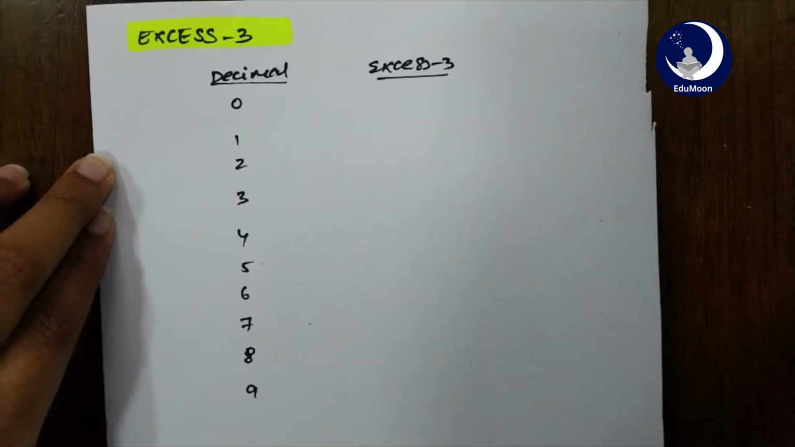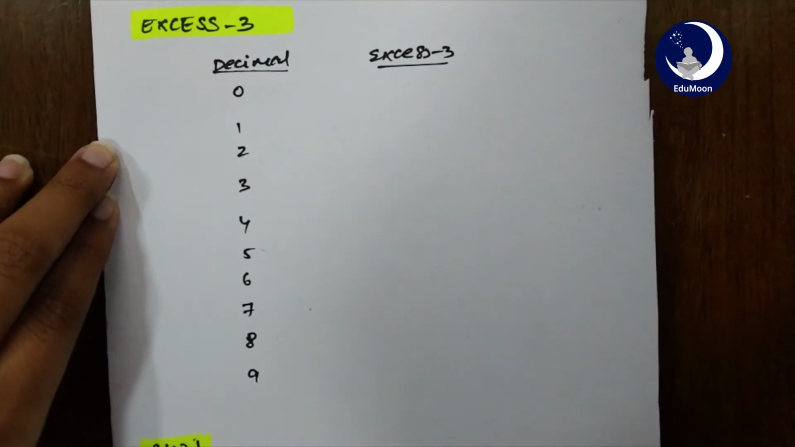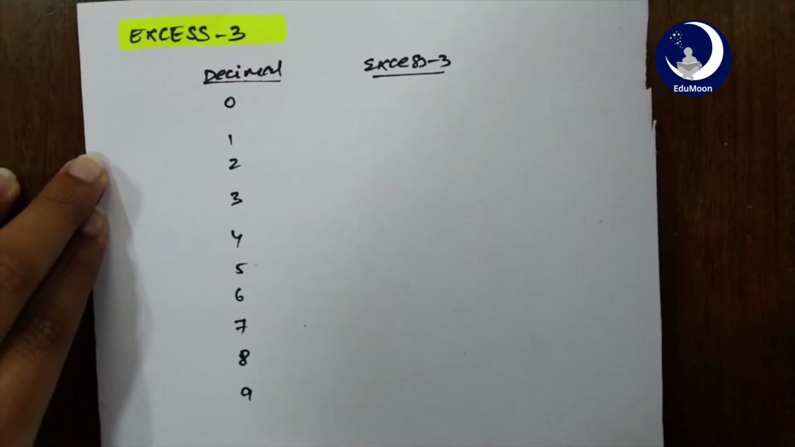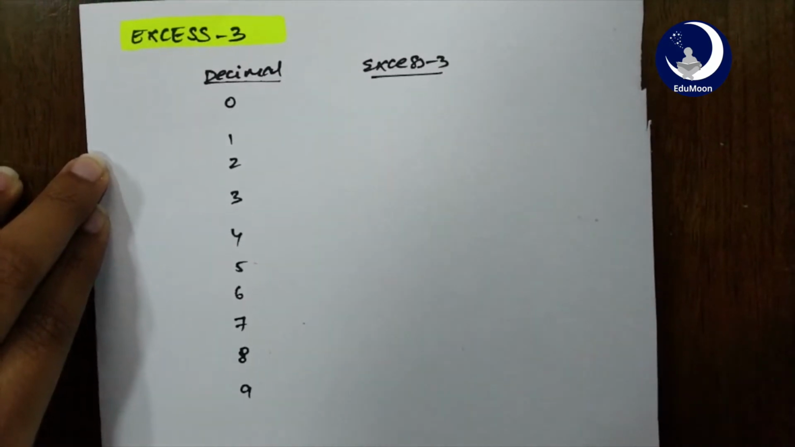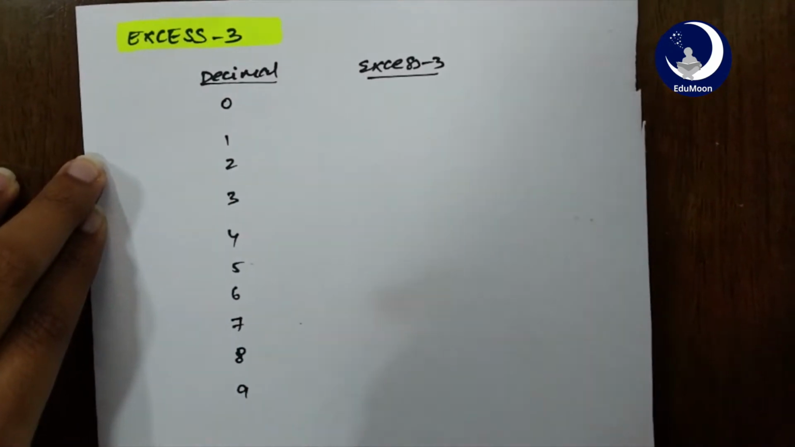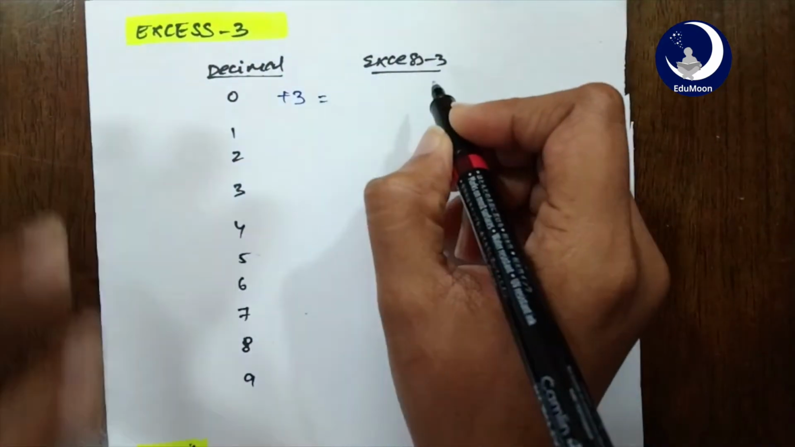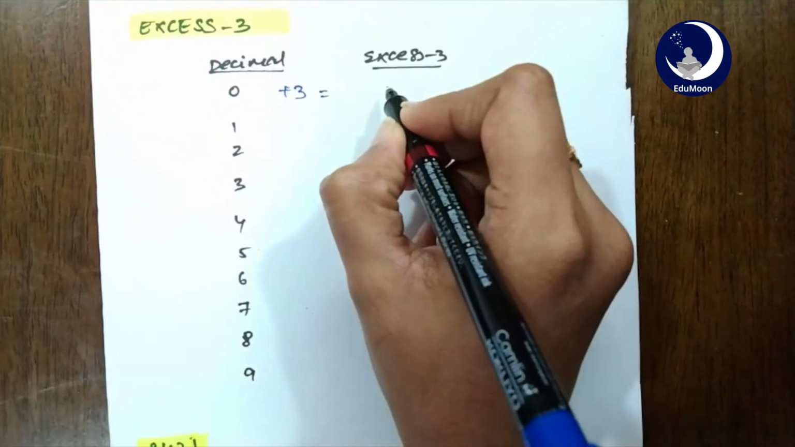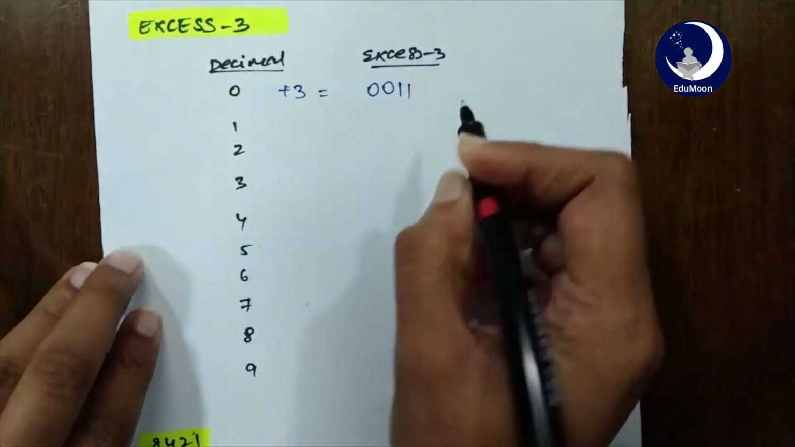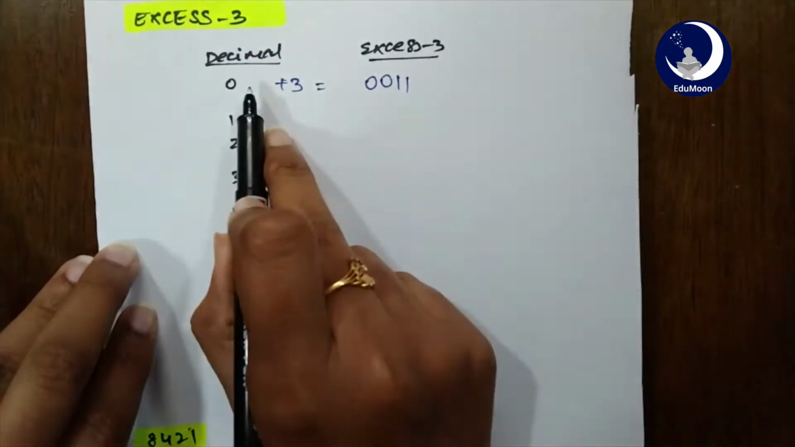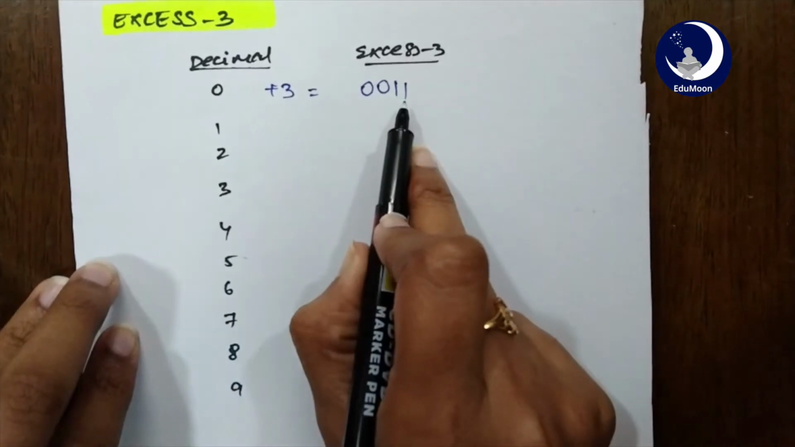So, now let's look at excess 3. As the name suggests, excess of 3 means adding 3 to whatever decimal value we have. So, 0 plus 3 is equal to 3, right? So, what's the binary code for 3? Let's use 4 bits. So, it will be 0 0 1 1. So, the excess 3 code for the given decimal value 0 is 0 0 1 1.